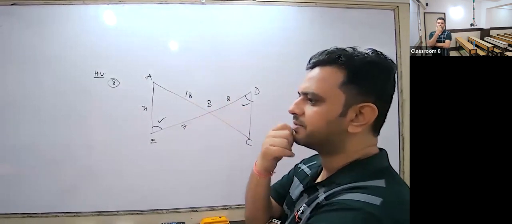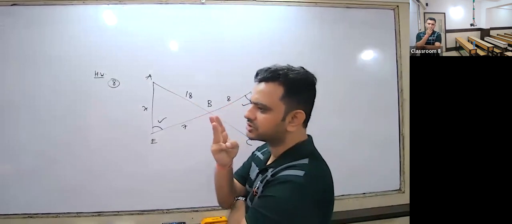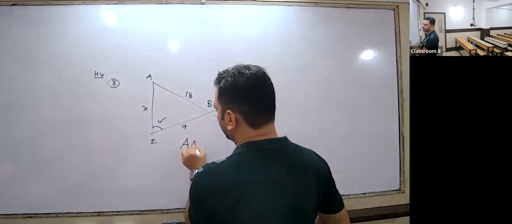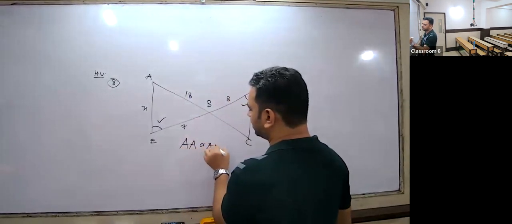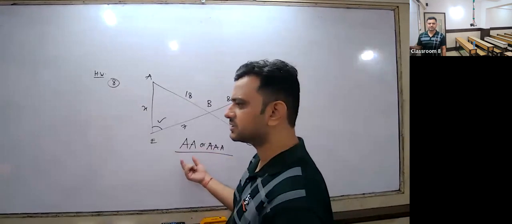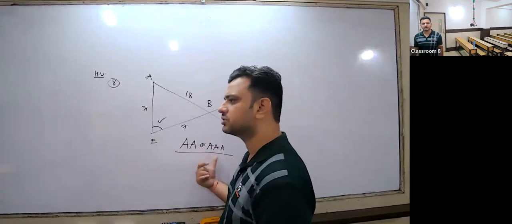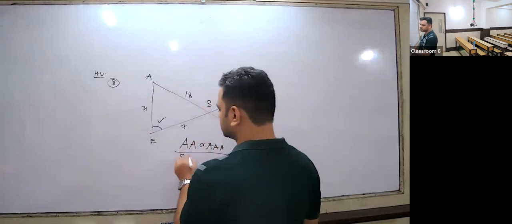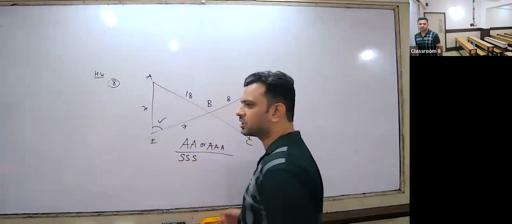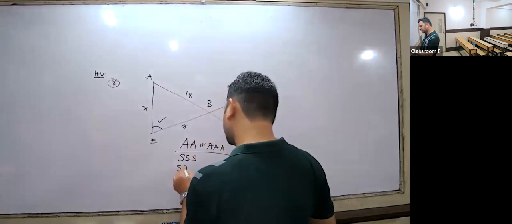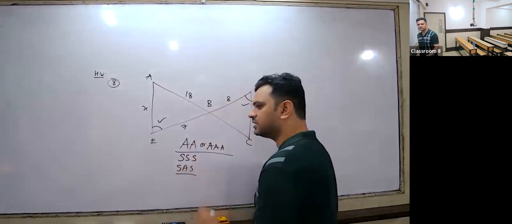So actually we have 3 criteria for similarity, do you know? Either AA, angle-angle, or I can say A, angle. Why am I saying both are the same? Because if 2 angles are the same in 2 triangles, the third will automatically be equal. Second is SSS, side: corresponding sides' ratio should be equal. And third is SAS, side-angle-side, where the angle is the included angle.